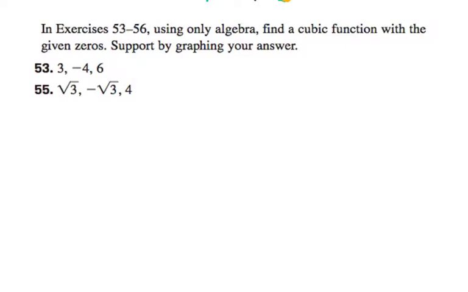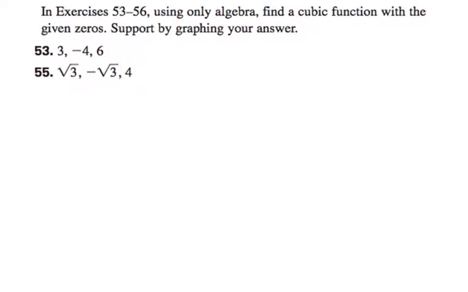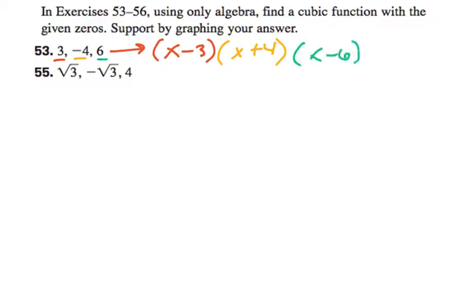Wow, lots of options. Alright, so in number 53 through 56, the odds, we're using only algebra to find the cubic function with the given zeros and support by graphing. Okay, so we did one of these in notes and we kind of expanded it and we didn't really need to. So if we take a look at the cubic function that's going to do this, if these are all the zeros, our factors are opposites. So negative 3 for a 3, positive 4 for that negative 4, and then negative 6 for that positive 6.